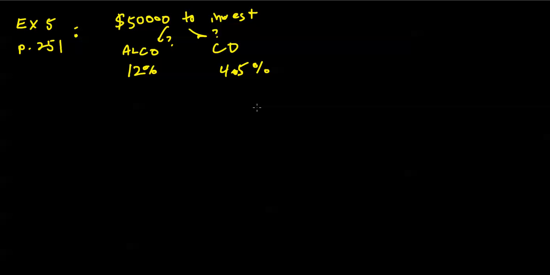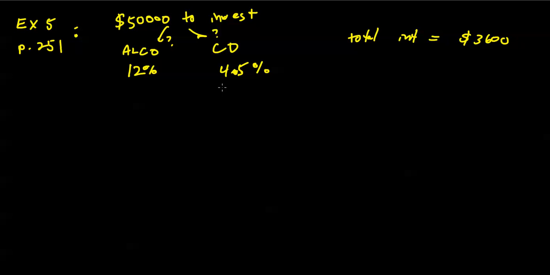All right. Well, it says at the very bottom of the page, if the client puts some money in each investment and wants to earn $3,600 in interest, how much should be invested at each rate? So the total interest we need has got to be $3,600.